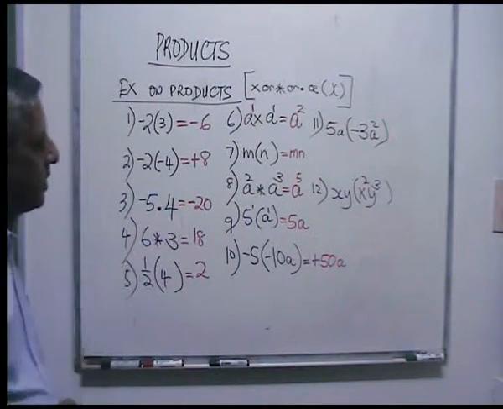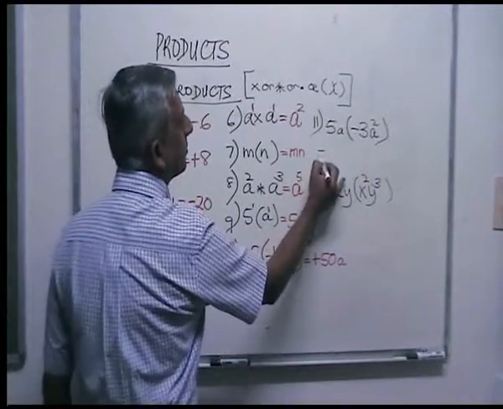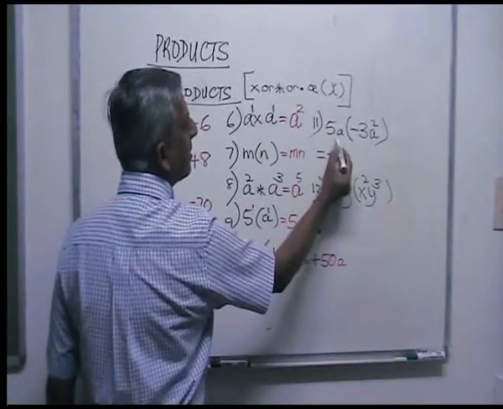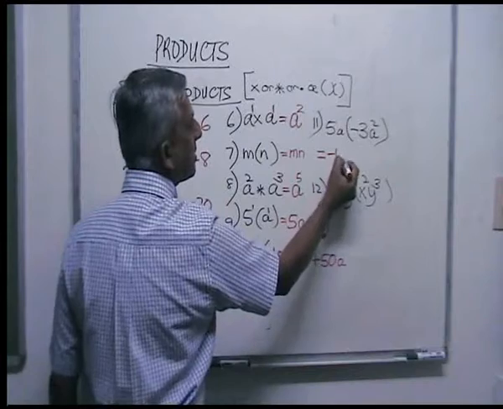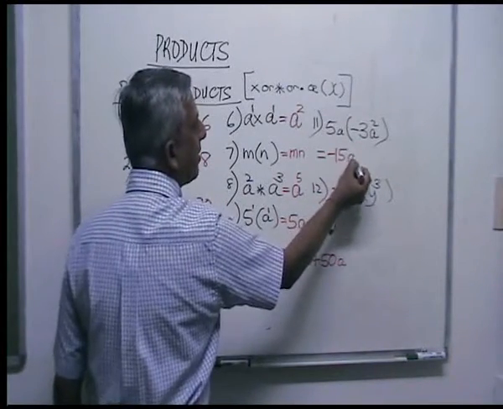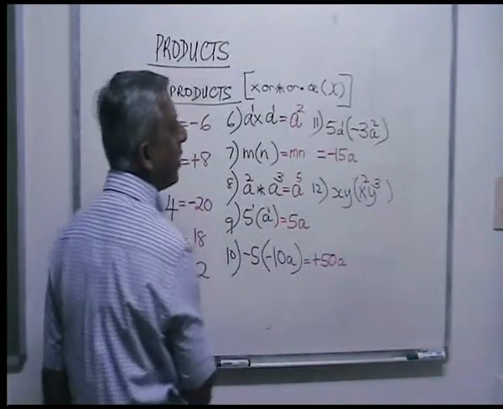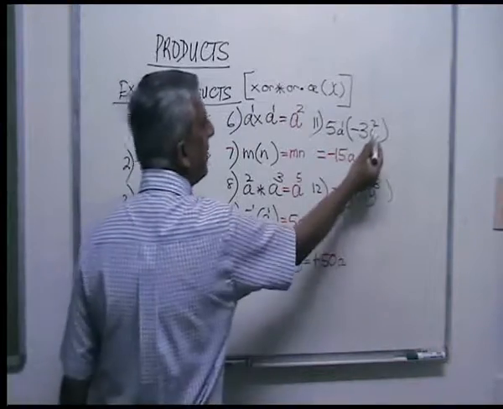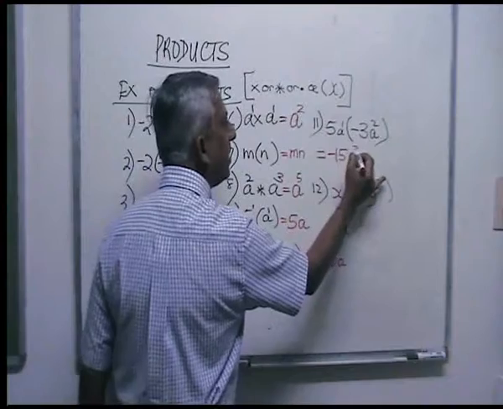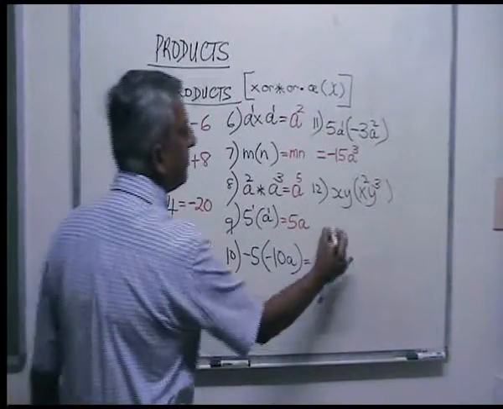Alright, let's move on to number 11. So number 11, you got plus times minus, which is minus. 5 times 3, which is 15. A and A, the bases are the same. Write down A. And then add the indices. The index here is 1, which is understood. And the index there is 2. And if I add it, 1 plus 2 will give me 3. And finally, number 12.